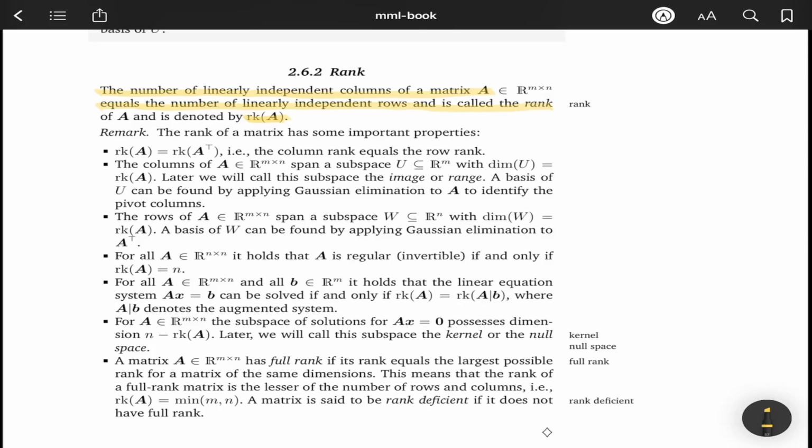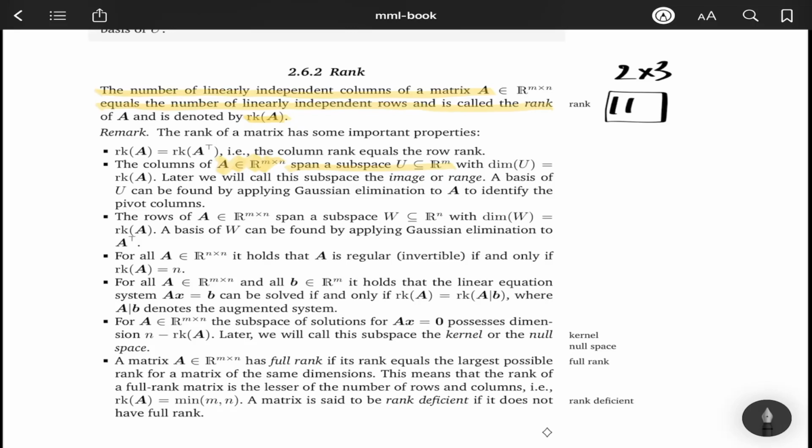The columns of A span a subspace U with the dimension of U equal to the rank of A. Later we will call this subspace the image or range. A basis of U can be found by applying Gaussian elimination of A to identify the pivot columns. Okay, wait, so we're checking the columns of A. All right, so we're talking about a subspace of R^m. The matrix is m times n. So let's say we have 2 times 3, a matrix like that, something like this, right?